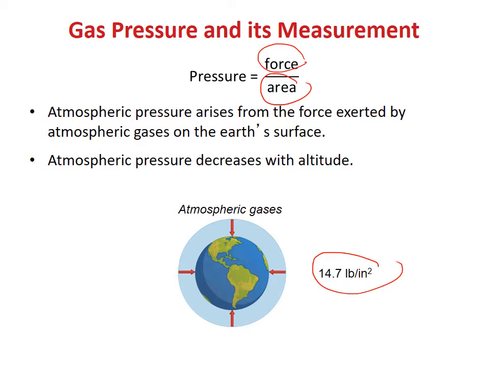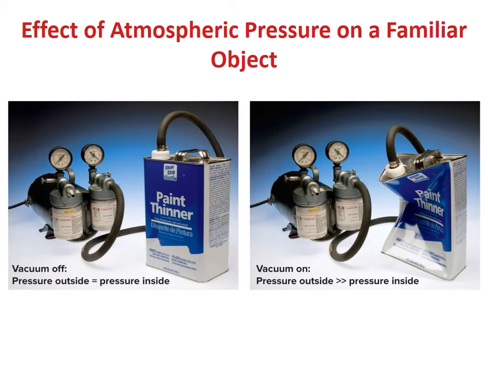What would happen if the inside and the outside pressure on a container were not equal? In this diagram, we show a can with pressure outside equal to the pressure inside. The can maintains its shape. When this pump is turned on, the pump pulls gases away from the can inside, and the pressure inside becomes smaller. The difference of the pressure outside and inside can easily crush the can, as shown on the right side.